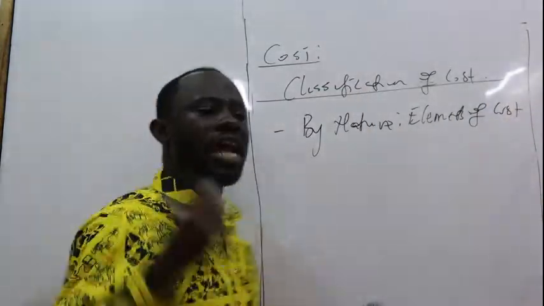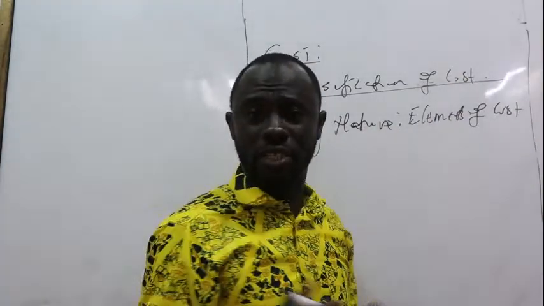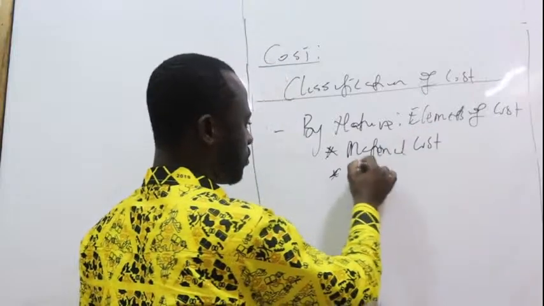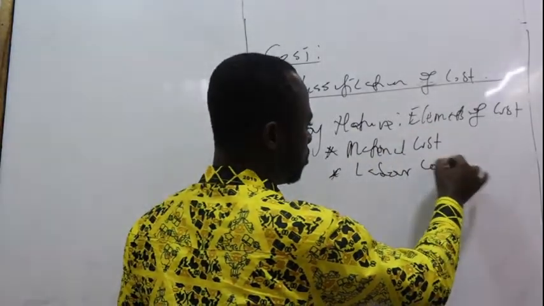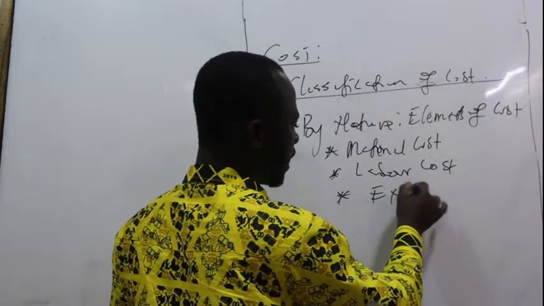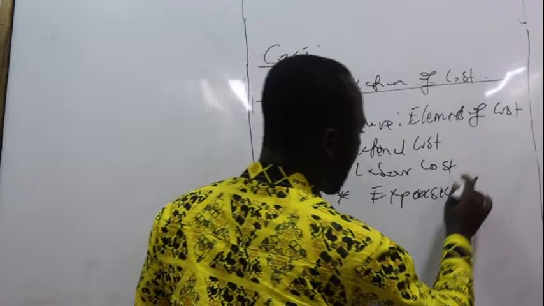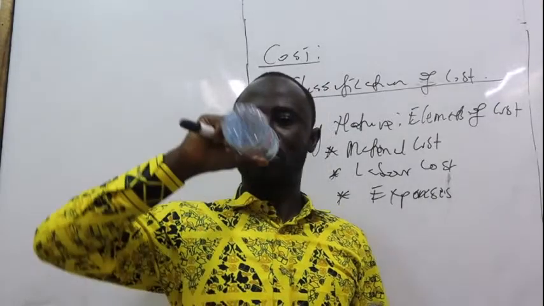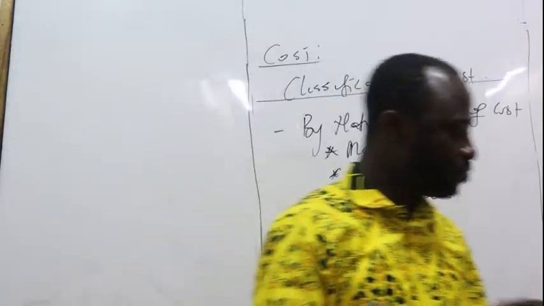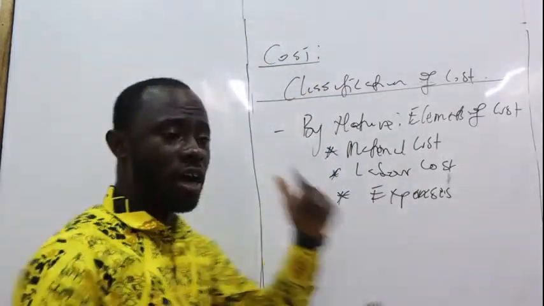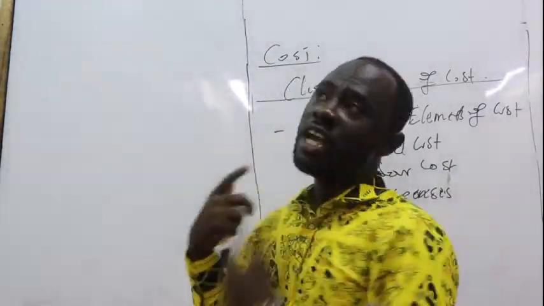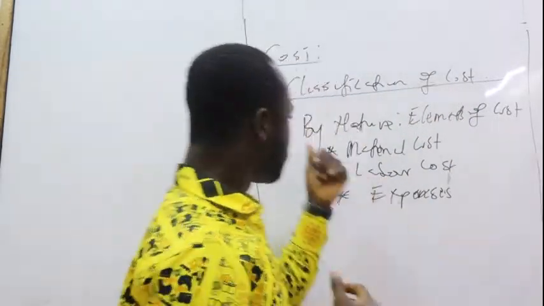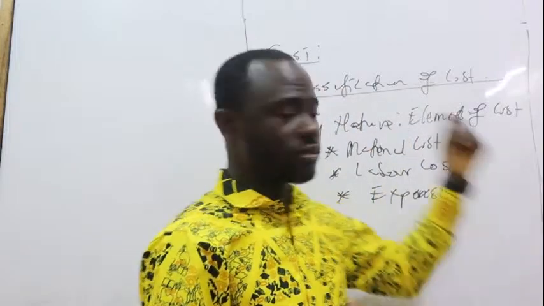Okay, so what are the elements of cost? There are three elements of cost. We have the material cost, labor cost, and then expenses. You good? So classification of cost by nature means classification of cost according to the elements of cost. And there are three elements of cost: material cost, labor cost, and then expenses.